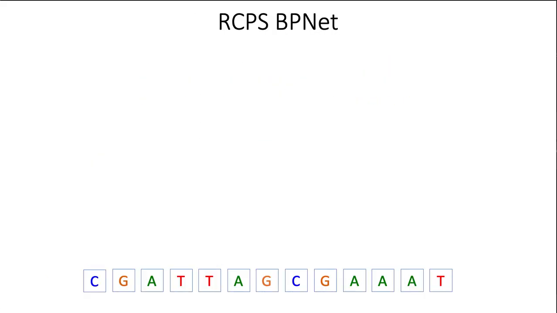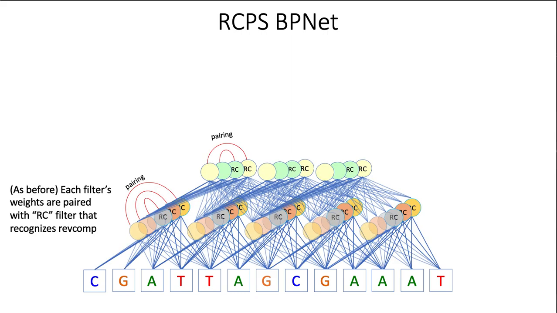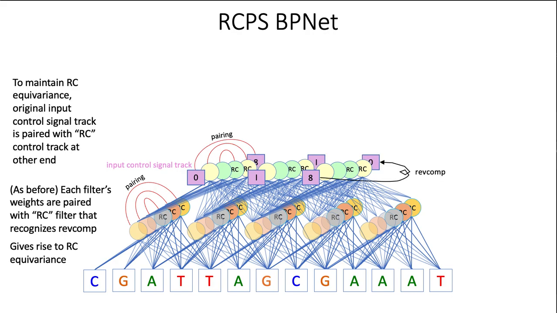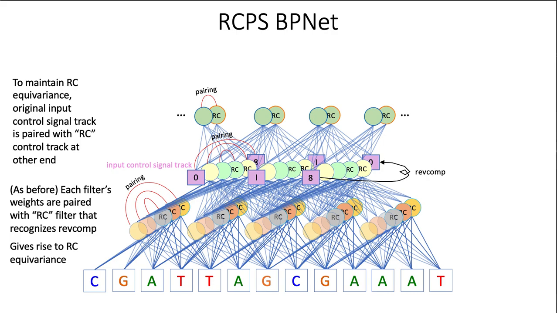What about RCPS BPNet? Well, as before, each convolutional filter is paired with an RC filter that recognizes the reverse complement of its partner. And this property gives rise to the reverse complement equivariance that we discussed earlier. What about the input control signal track, which is concatenated as an extra convolutional channel? Well, in order to maintain the reverse complement equivariance, this track is simply paired with its reverse complement, which is concatenated to the other end of the convolutional filter stack. Finally, instead of having two completely separate output channels for each strand, the weights of the two channels are paired using the reverse complement weight sharing.